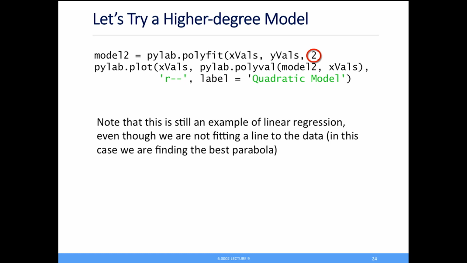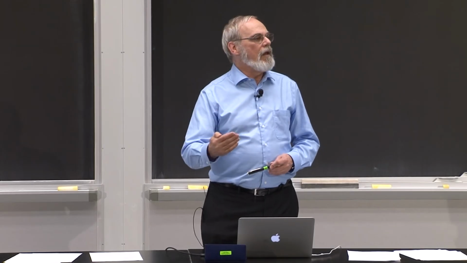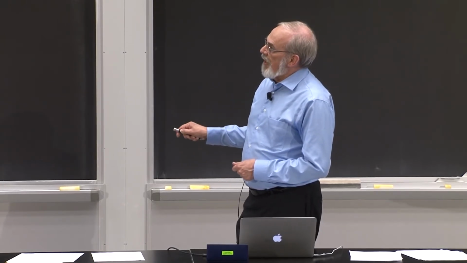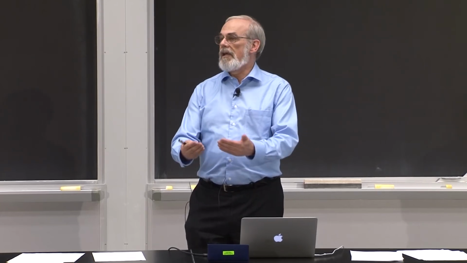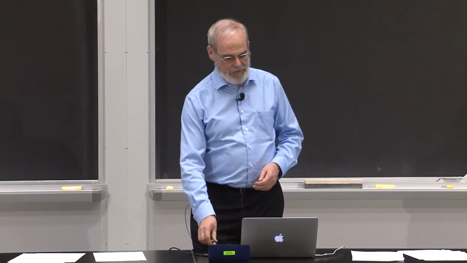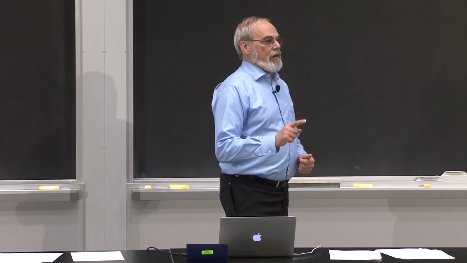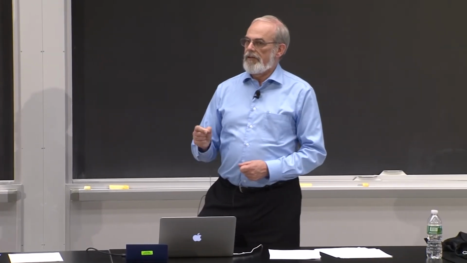That says I'm still using the polynomial fit, but now I'm going to ask what's the best fitting parabola? ax squared plus bx plus c. Simple change. Because I was using polyval, exactly the same code will work. It's going to do the fit to it. This is, by the way, still an example of linear regression.